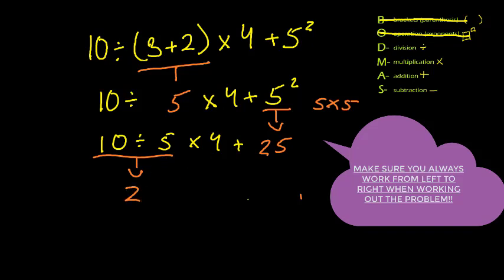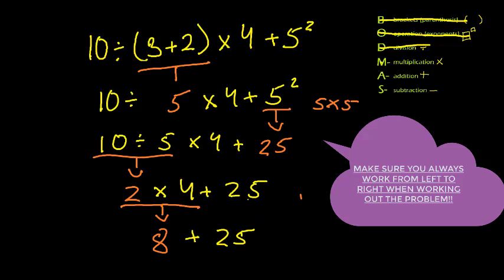And then we would bring down the rest of the numbers. So now we're done with the division part. Now we move on to multiplication. And the multiplication problem would be this problem here. And we would bring it down. 2 times 4 would be 8. Then we would bring the rest of the numbers down. And now we're done with multiplication.